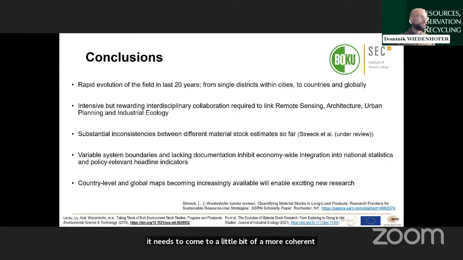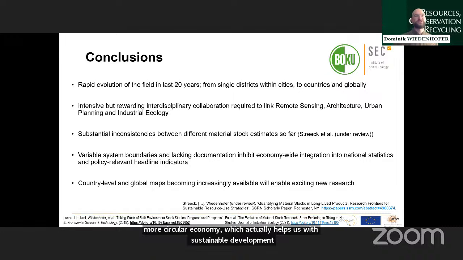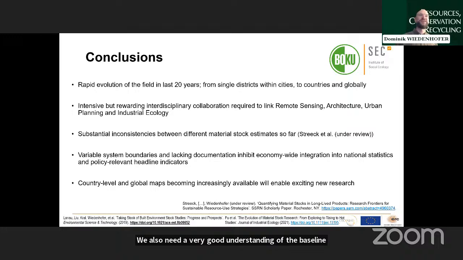Because if we want to mitigate the climate crisis, if we want to have a more circular economy, which actually helps us with sustainable development, we also need a very good understanding of the baseline situation. And if we start out disagreeing about the baseline, what are we going to really say about the future? So I think there we have a way to go.